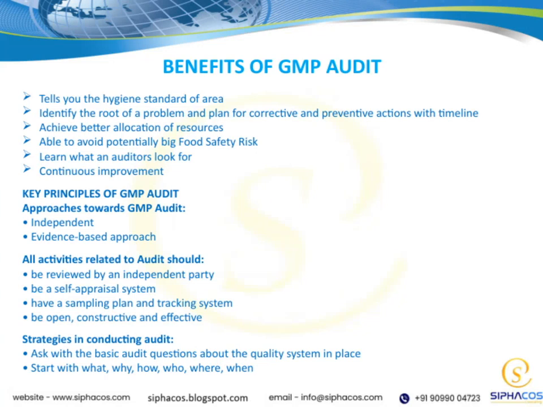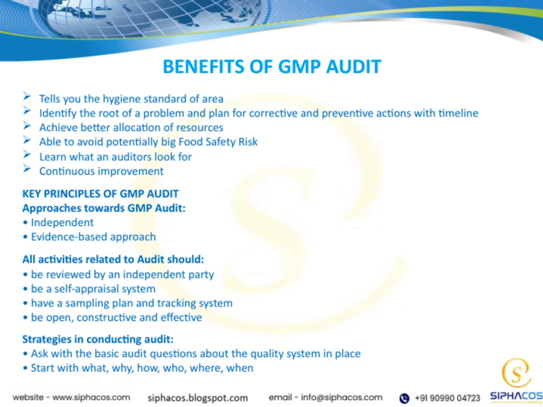On this slide, we see that the GMP audit helps us understand the hygiene standard of the area, which is crucial for maintaining food safety. It also helps us identify the root causes of problems and plan both corrective and preventive actions, complete with timelines to ensure accountability. By doing this, we can achieve a better allocation of resources, making sure everything is used efficiently. Additionally, GMP audits allow us to avoid potentially significant food safety risks before they escalate. They also give us insight into what auditors are specifically looking for, helping us prepare better and improve continuously.